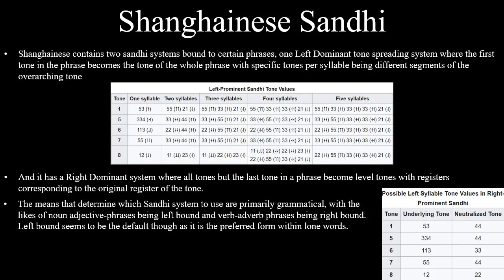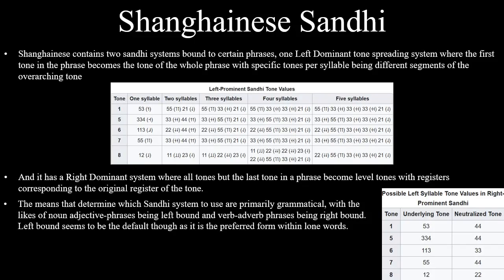So the high falling tone in a two-syllable phrase manifests as a high level tone followed by a low falling tone. And it has its right dominant system, where all tones except for the last in the phrase become level tones of different registers corresponding to the underlying register of the tone. So an originally high falling tone would become high level, and an originally low falling tone would become low level.